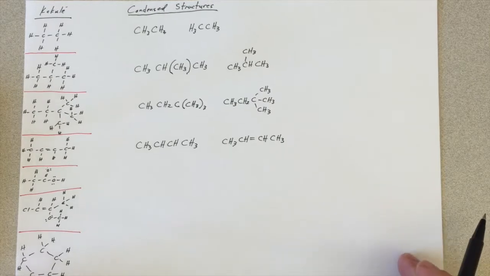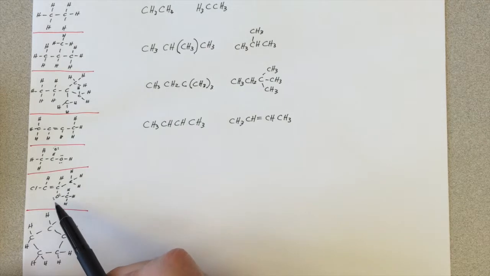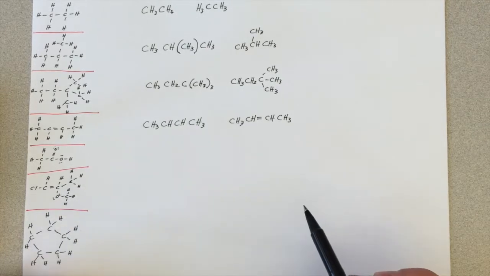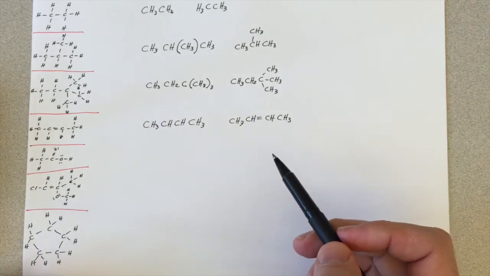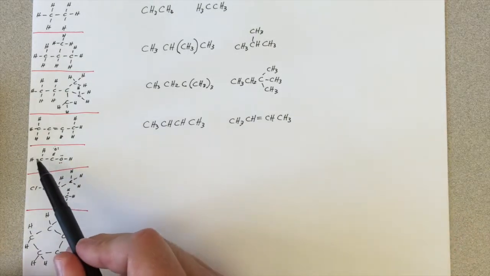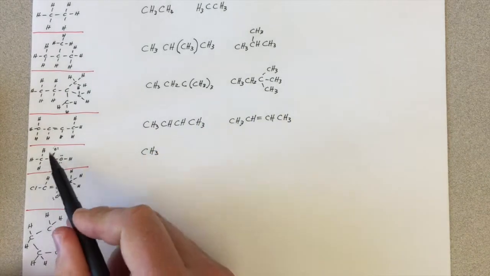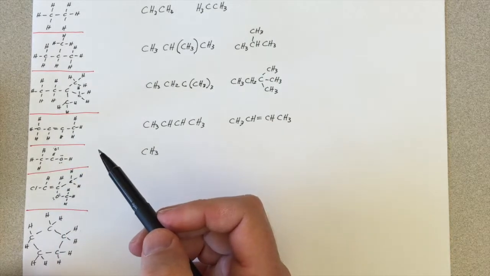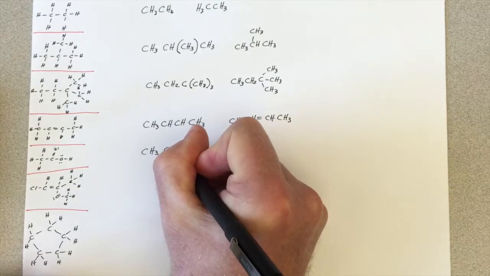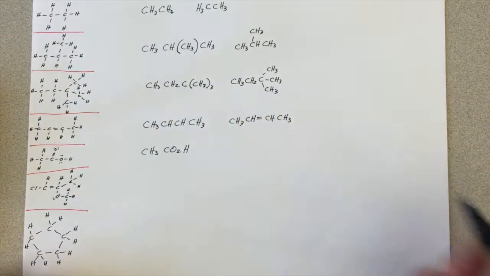Okay. The next one we have down here has some non-carbon containing atoms in it, and in the condensed structure we have to deal with those also. So this one starts pretty normally, CH3. Then what do we have here? Well, it's a CO2, right? And so we put CO2, and then at the very end of this is an H.